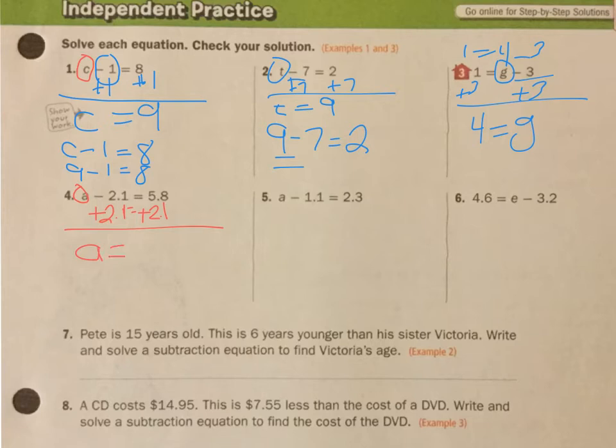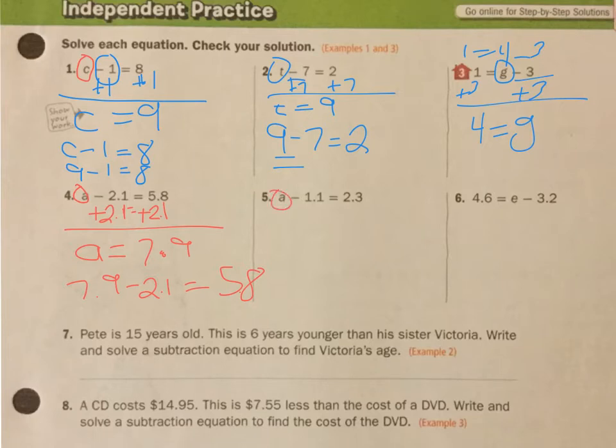A equals, line my decimals up. 8 plus 1 is 9. 5 plus 2 is 7. 7.9. So 7.9 minus 2.1 equals 5.8. It worked. Yay.